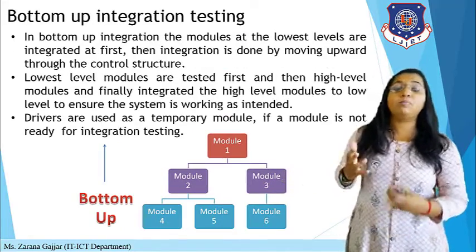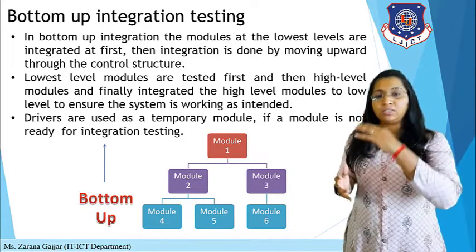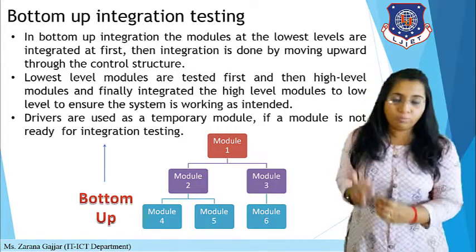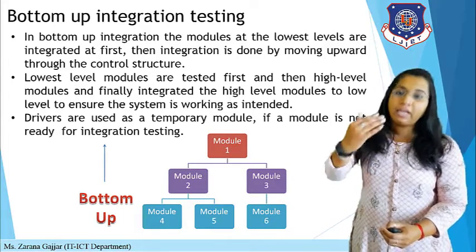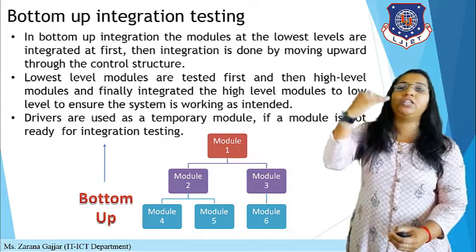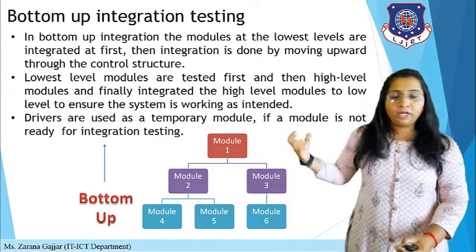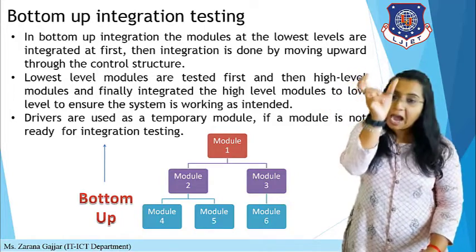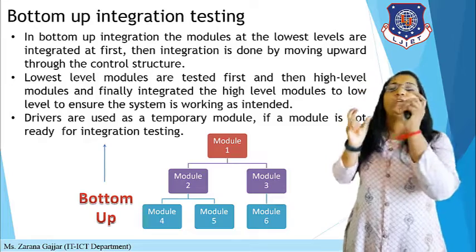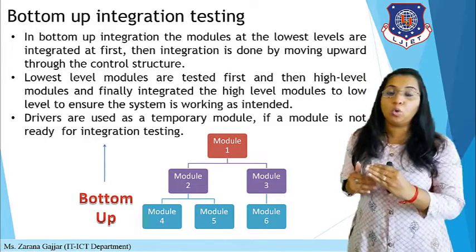Now the next is about bottom up. Bottom up means you are applying the bottom up approach, meaning down to up. Okay, so in bottom up integration, the modules at the lowest level are integrated first and then integration is done by moving upward through the control structure. Okay, in top down you are checking for the main module. Okay, so that is the high level module. You are integrating for the high level. Okay, but in bottom up you are integrating with the low level.